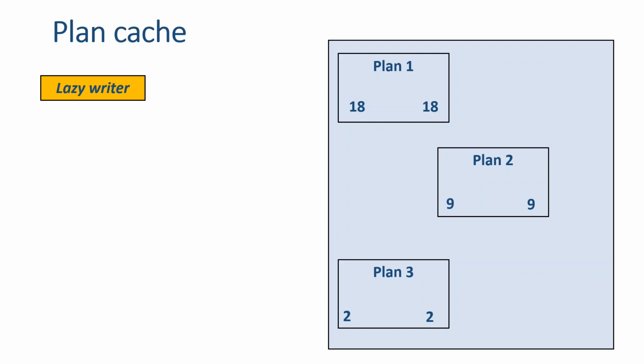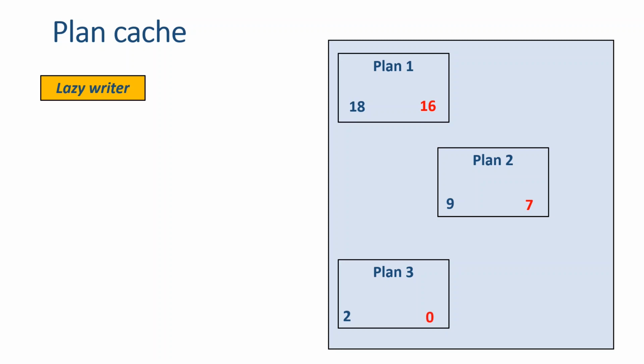It will decrement the plan 1 complexity countdown value from 18 to 17, for the plan 2 from 9 to 8, and for the plan 3 from 2 to 1. And the lazy writer will go away. In the very next minute, the lazy writer will kick back in again to see if there are any least recently used execution plans. In our example, none of them will be used again. So it will decrement the plan 1 complexity countdown value from 17 to 16, for the plan 2 from 8 to 7, and for the plan 3 from 1 to 0.